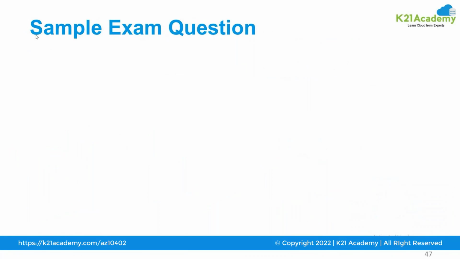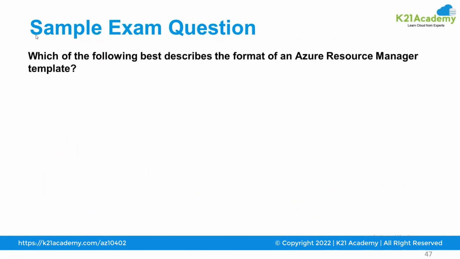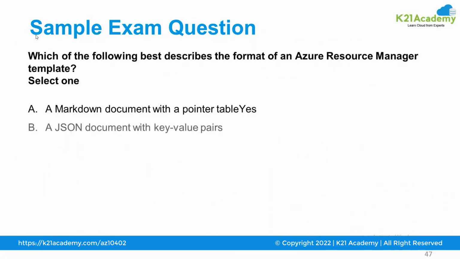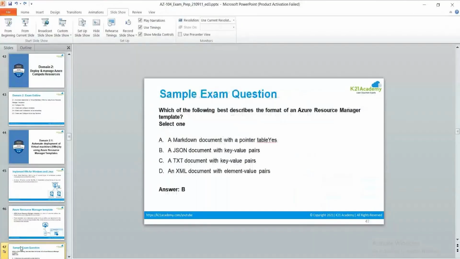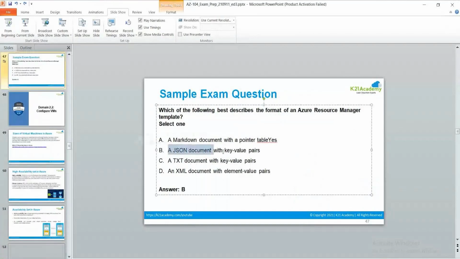There is a question again, right, guys? Which one of the following best describes the format of an Azure Resource Manager template? Select one. A: Markdown document with pointer table. B: JSON document with key value pair, I just discussed. C: An XML document. Yeah, obviously the answer will be B because it's a JSON document with key value pairs. That is what I just discussed like two minutes back.